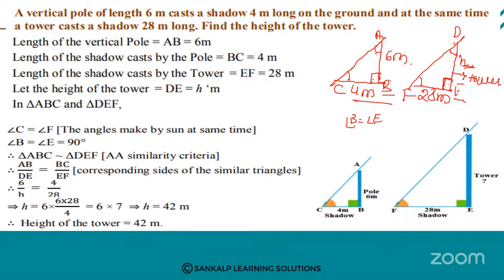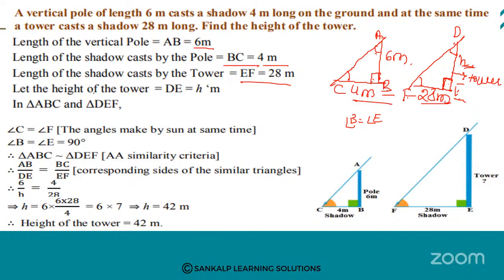When corresponding angles are equal, what we can say is that these two triangles are similar, right? These two triangles ABC and DEF are similar, we can say. So length of the vertical pole AB, vertical pole AB of length 6 meter, length of the shadow cast by a pole BC, that is 4 meter, and length of the shadow cast by the tower, that is EF 28 meter. The shadow formed by the tower is EF, that is 28 meter. Okay, the shadow formed by the pole is 4 meter, that is BC.